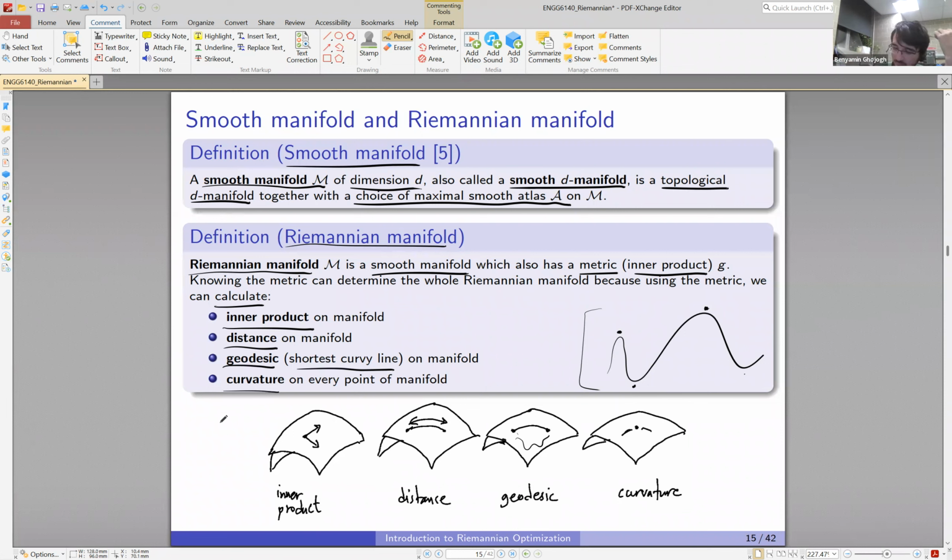So you can calculate all of these using the metric. And this metric, by the way, can be seen as a matrix, and it has some formula. For different manifolds, its expression is different. So at every point you can plug the point into the metric, and it gives you the metric at that point. So you can calculate the metric at every point on the manifold. Okay.